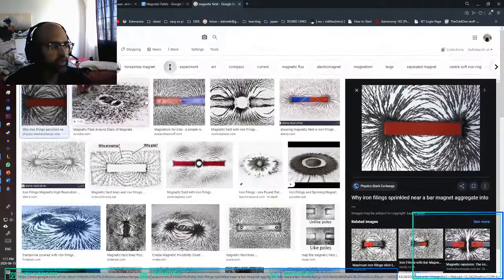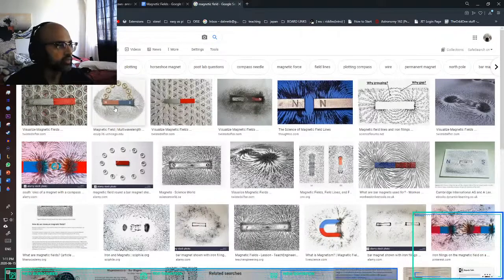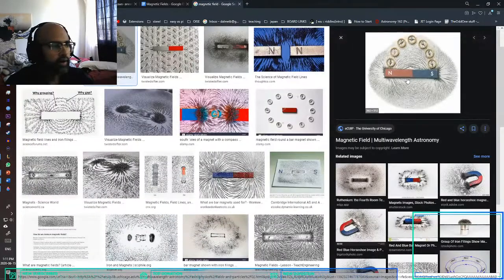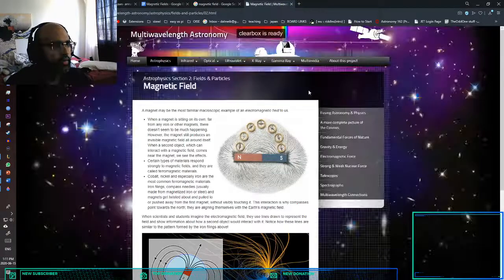And another way to think about it is that if we were to put a compass, with a compass, this is what I was looking for. That's a decent photo. Let's have a look. Too bad you can't get it bigger.